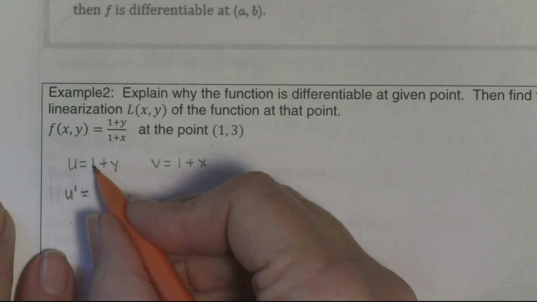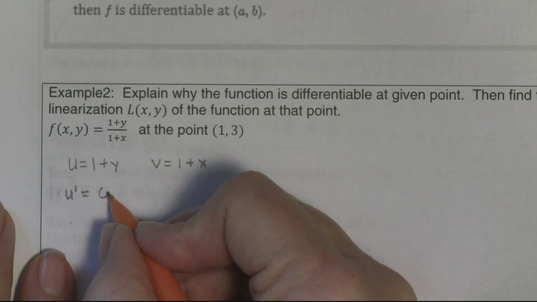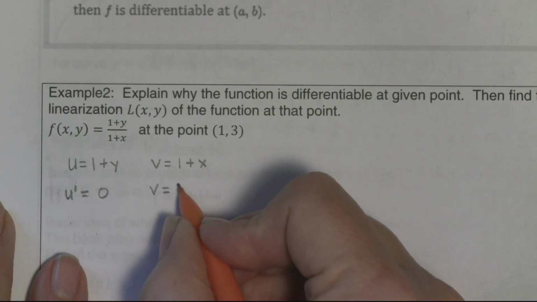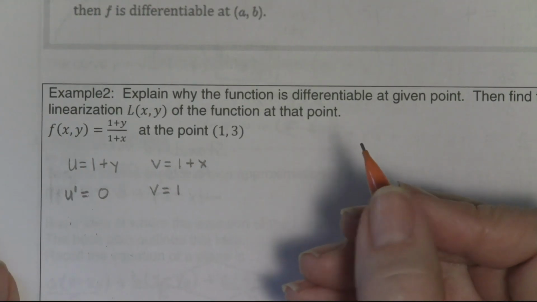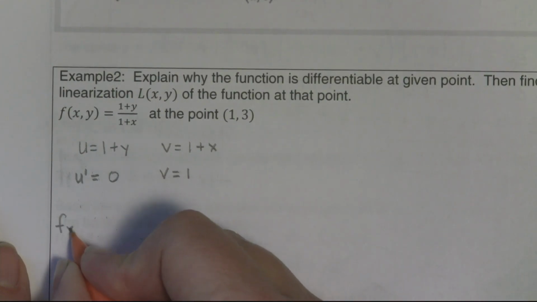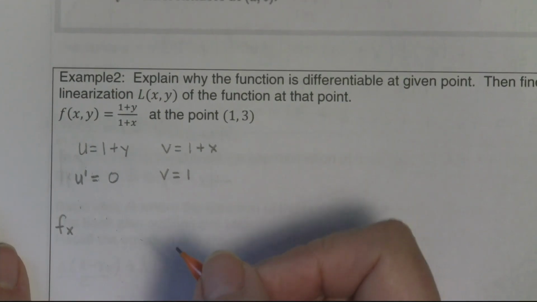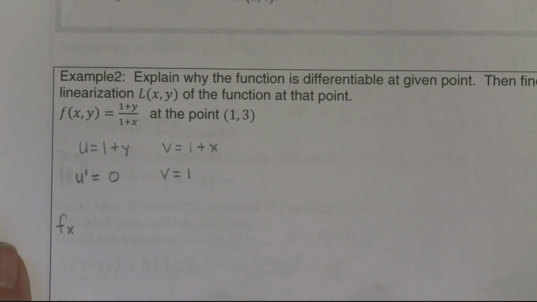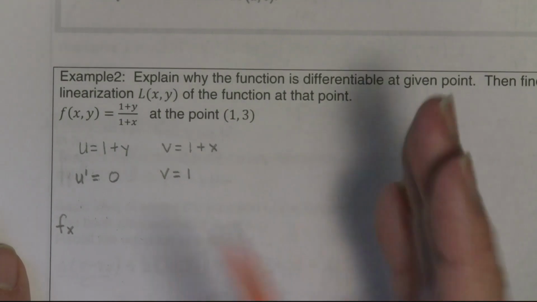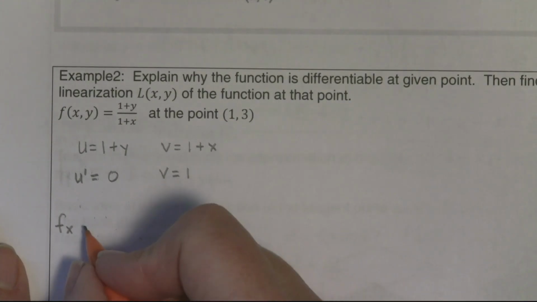So this is a constant, and when you take the derivative of a constant, you get 0. And when you take the derivative of x here, you get 1. So when I crisscross applesauce here to find this, this time I'm not wanting to find it at the point yet. I am going to want it at that point, but right now I'm wanting to show that it's differentiable at this point. So I want the variables in there.